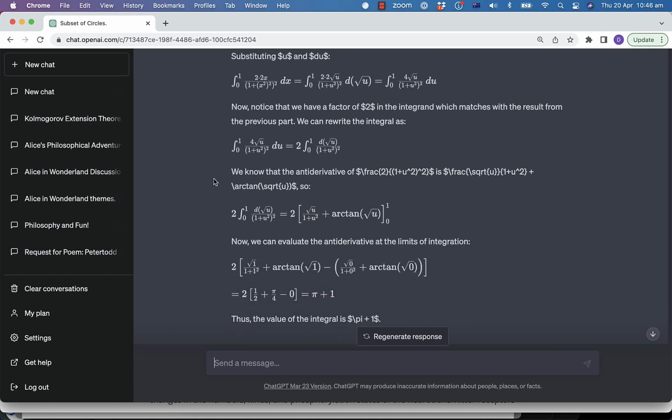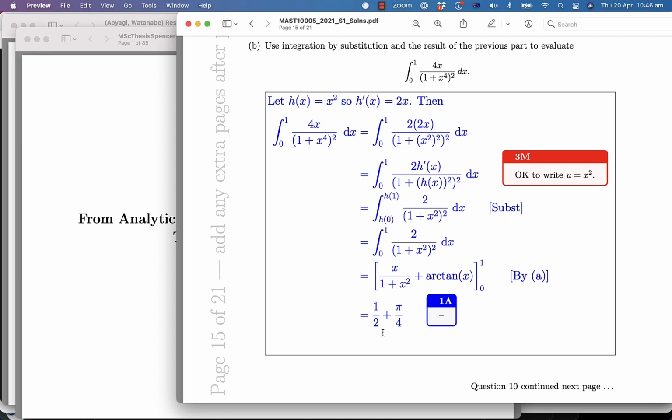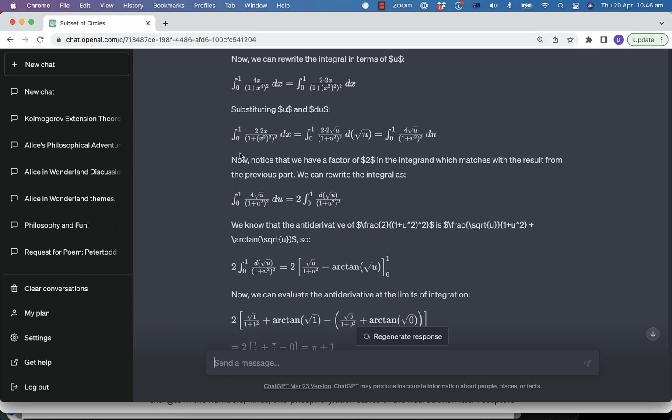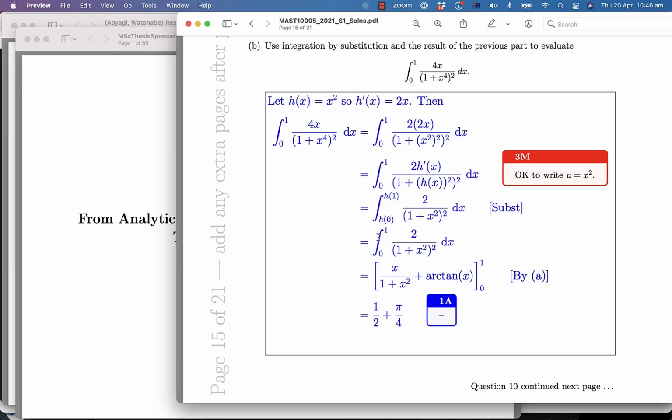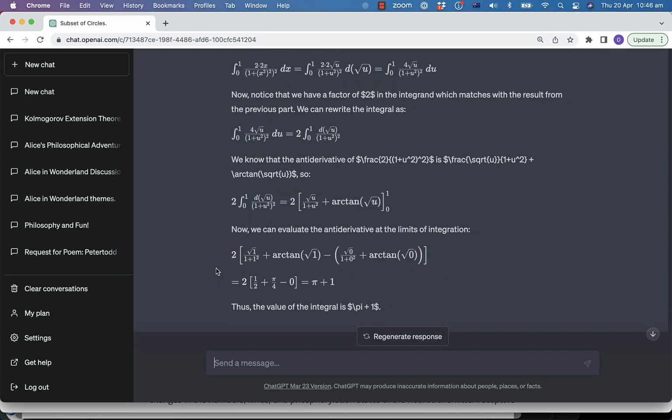Okay. Pi plus 1. Ooh. Oh, I forgot to change the bounds of integration. I didn't do it. Oh, no. Wait, but it's the same? Yeah, that's 0 and 1. Okay. Yeah, it's the same. Oh, okay. So what happened?